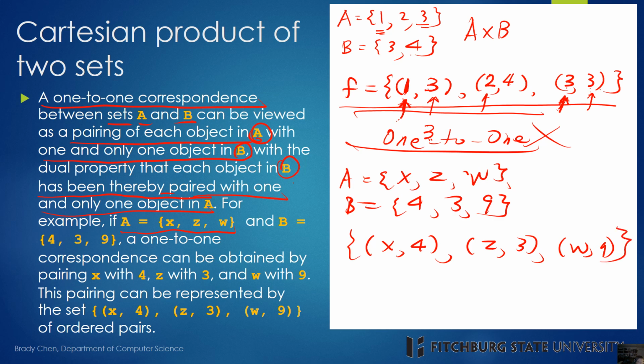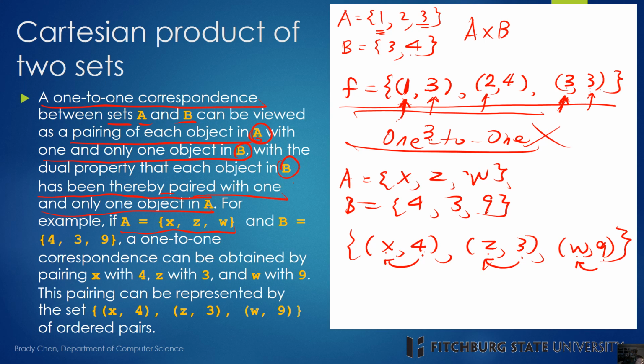Now that mapping is 1-to-1, right? So x maps to 4, which is unique. z maps to 3 is unique. w maps to 9 is unique. Because we can do the opposite. Let's say 4 maps to x, that's unique. 3 maps to z, and 9 maps to w. Okay, so that mapping is 1-to-1.